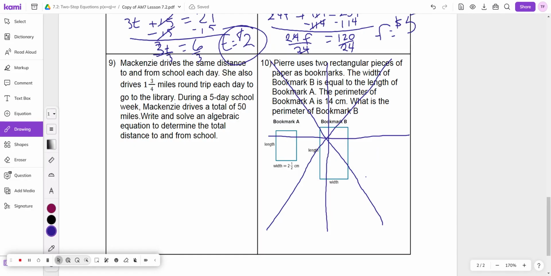Mackenzie drives the same distance to and from school each day. She also drives 1 3/4 miles round trip each day to go to the library. During a 5-day school week, Mackenzie drives a total of 50 miles. Write and solve an algebraic equation to determine the total distance to and from the school. I really want you to give this one a try on your own. We're going to pause the video again. This time I promise I'm not going to hit stop, but pause the video, try it, and then come back.